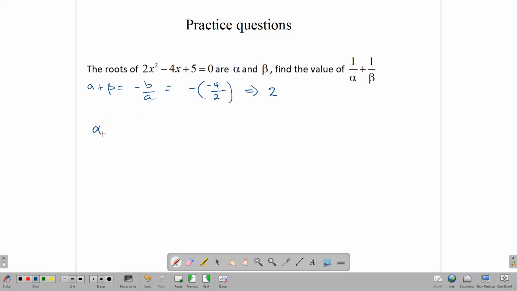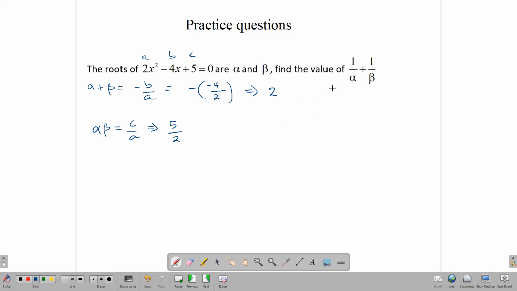The product of the roots is c over a, and that is given as 5 over 2. This is a, this is b, this is c. So we have written those down. So having written these down, what is the value of this? Now let's write this as a single fraction.